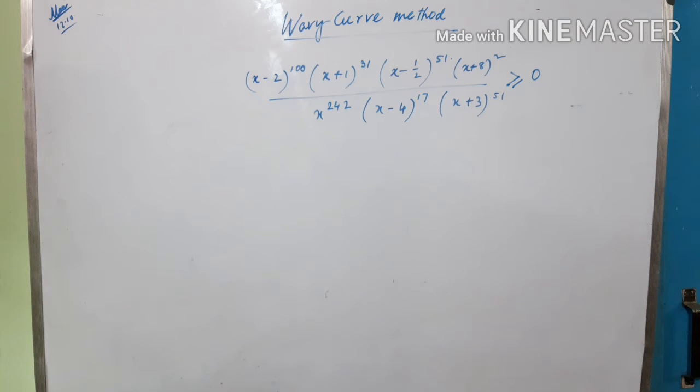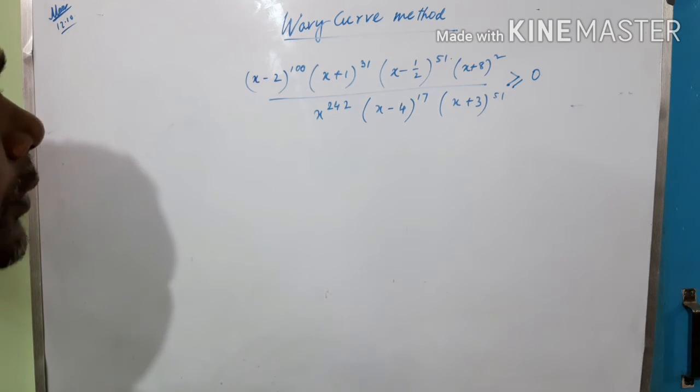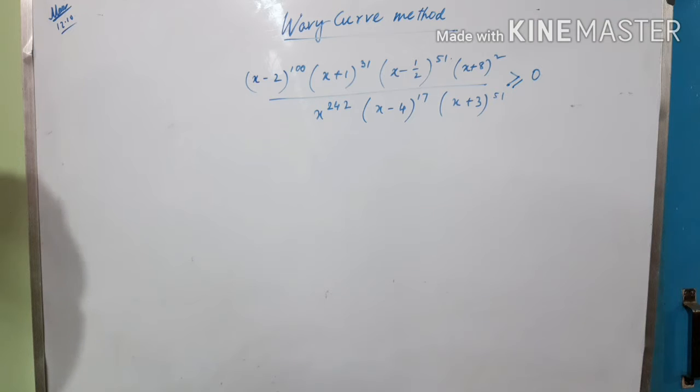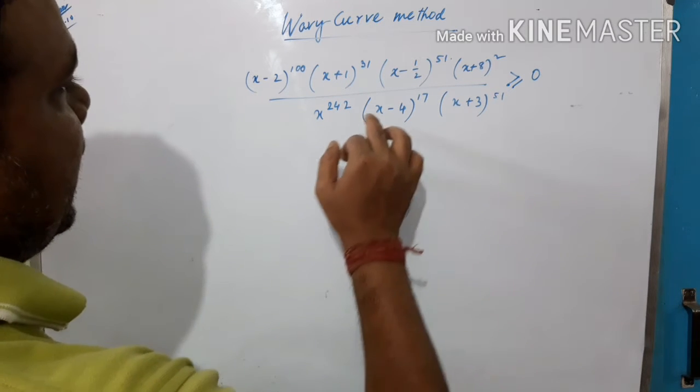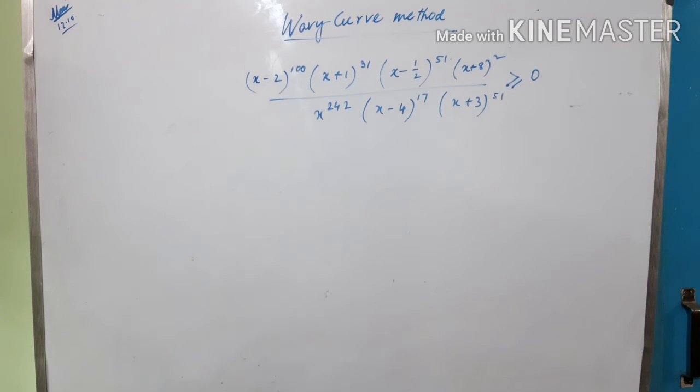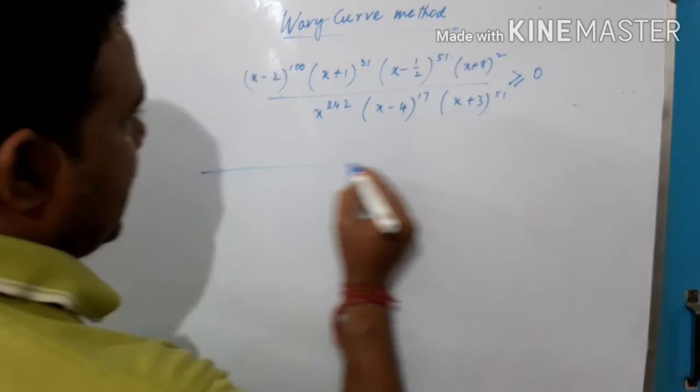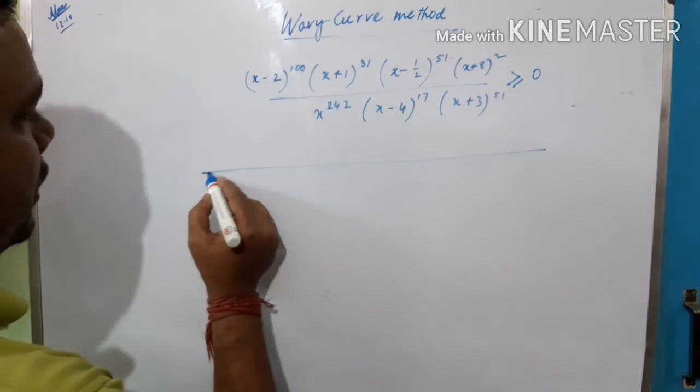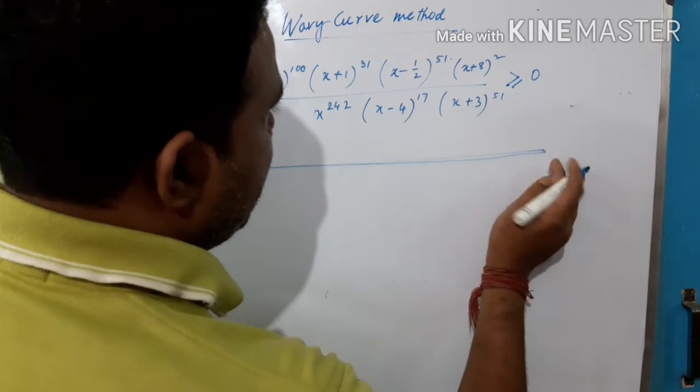So 2 is called a zero of the expression, or a root of the expression. And where the denominator becomes 0, for example if you take x equals 4, the denominator becomes 0. So this is called the pole of the expression. So the first step is to draw the real line and mark the roots and poles on the real line.